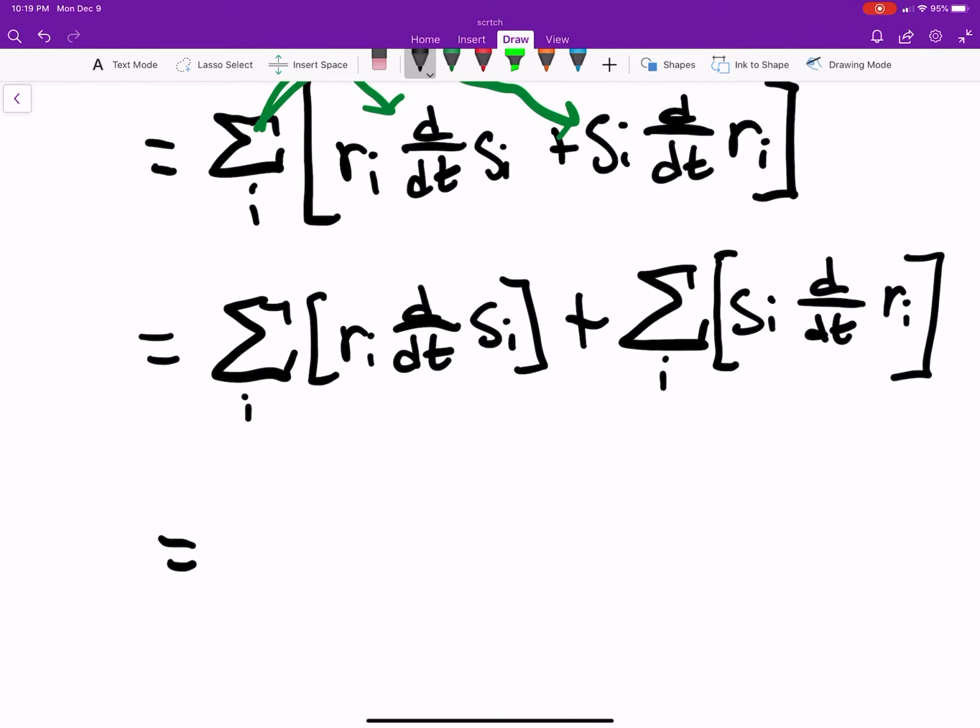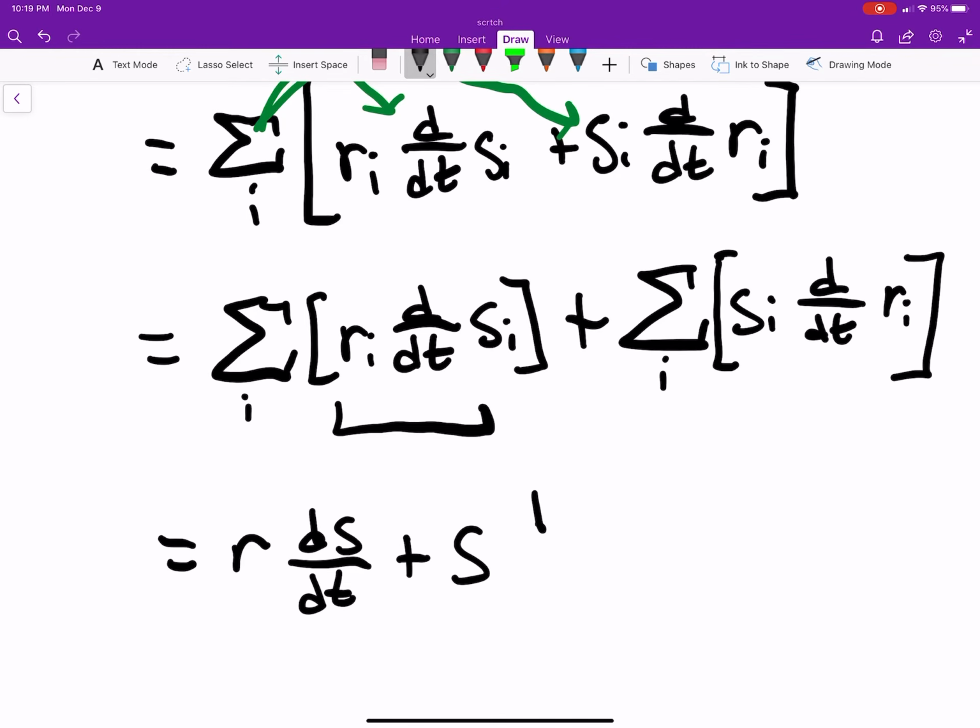Cool. So what do we have? Well, we have this part. This is really just, if we were to sum this up, our r vector times ds dt, right? This is just saying we add up and multiply all our like vectors, which is really just r times ds dt. And same thing over here. These are vectors. I don't want to forget my little arrow notation.